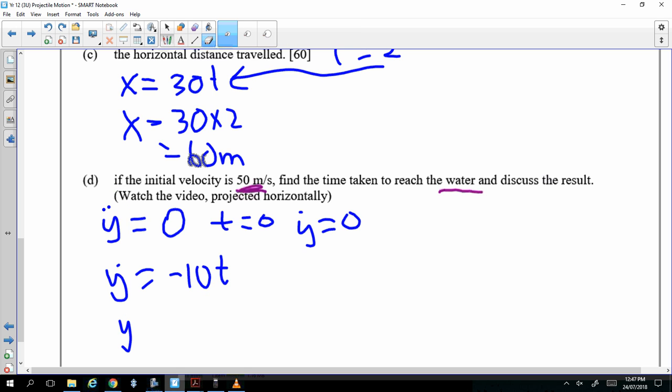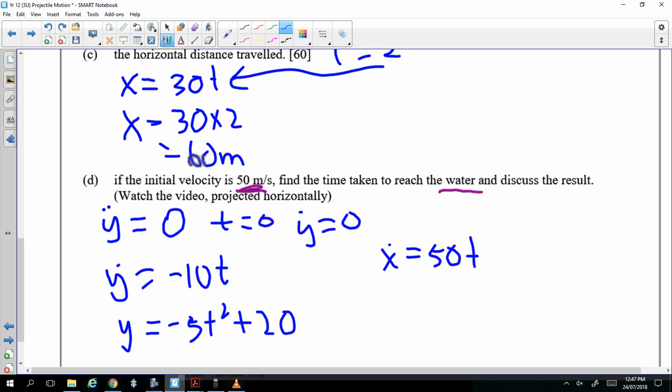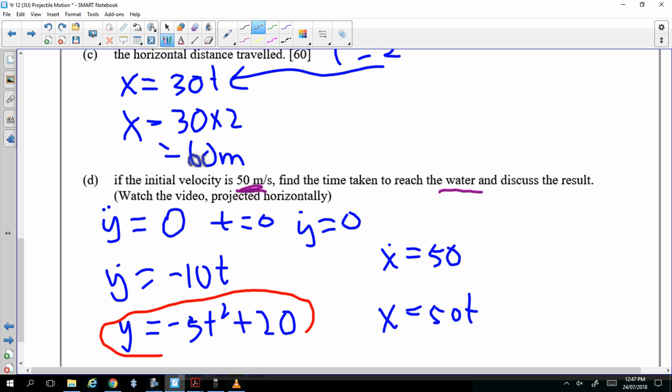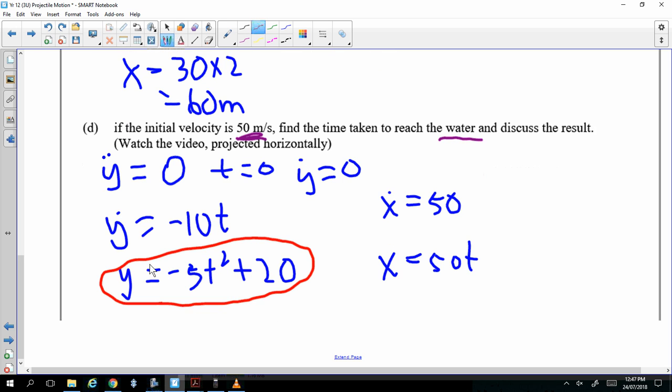So therefore, the time it takes to reach the water will be the same because the equation for y is identical. So it still takes 2 seconds to reach water, okay? And why is it the same? Because the vertical and horizontal components are independent. So by using a different x dot, it doesn't affect the time it takes to drop to the ground because they're independent of each other.